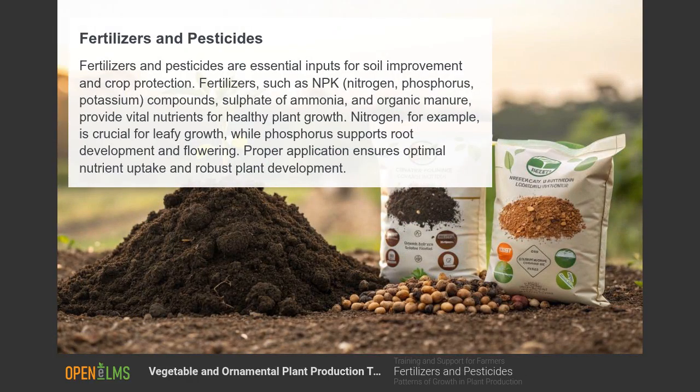Fertilizers and pesticides. Fertilizers and pesticides are essential inputs for soil improvement and crop protection. Fertilizers such as NPK (nitrogen, phosphorus, potassium compounds), sulfate of ammonia, and organic manure provide vital nutrients for healthy plant growth. Nitrogen, for example, is crucial for leafy growth, while phosphorus supports root development and flowering. Proper application ensures optimal nutrient uptake and robust plant development.